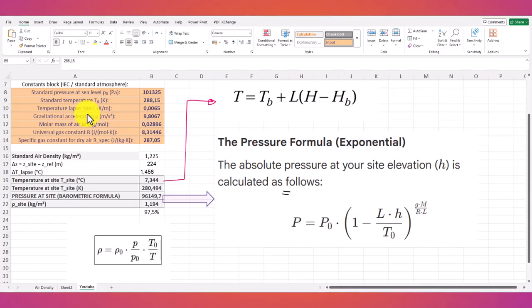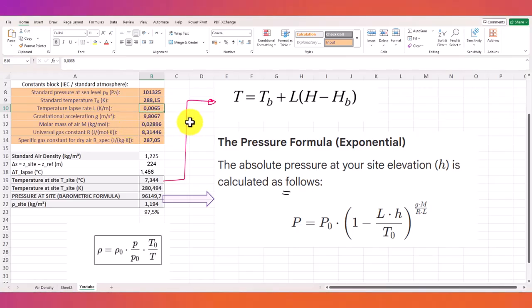So the first equation gives us temperature as a function of height. In the troposphere, temperature is assumed to decrease almost linearly with altitude using this constant lapse rate. So the lapse rate is 0.0065, which means about 6.5 degrees Celsius per kilometer. So we can use this constant to adjust the temperature at different heights.